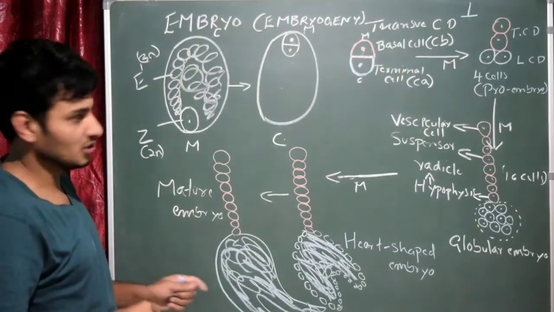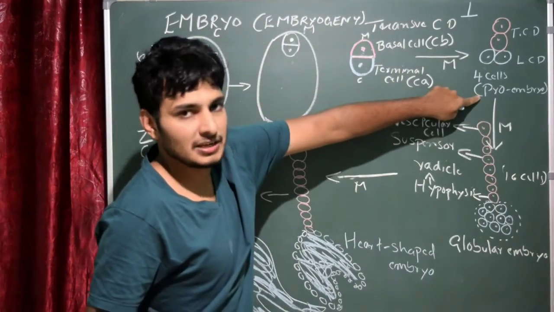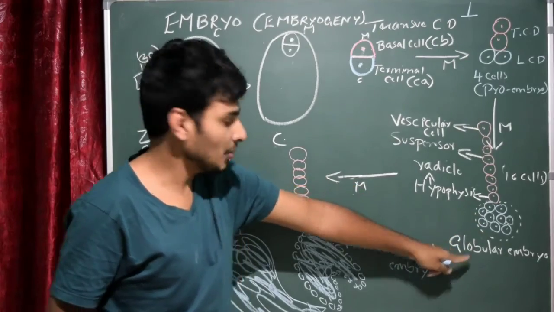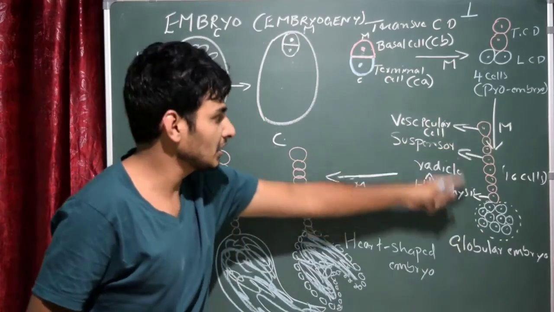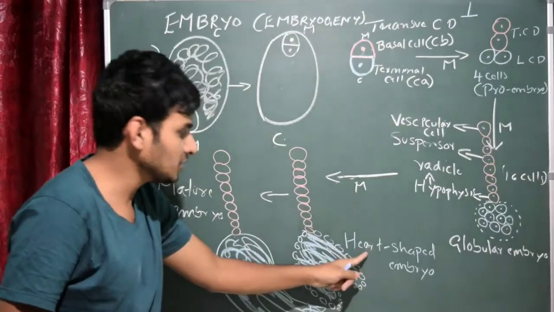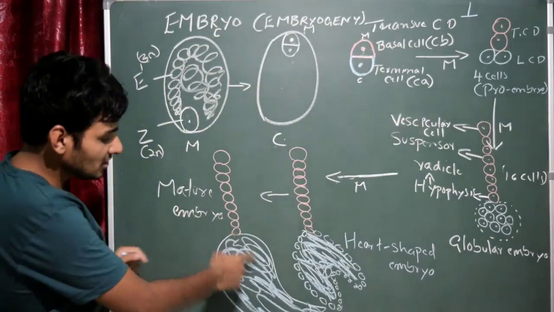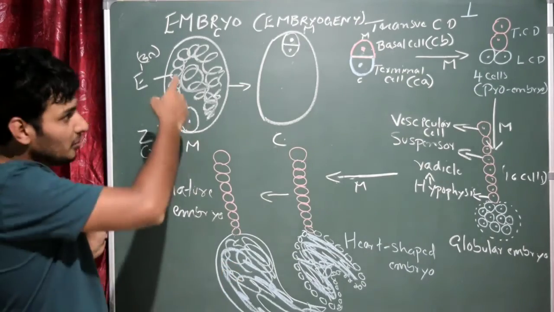Hope you understood this concept. Simple. First stage of embryo formation is proembryo, then comes globular embryo. Remember, this is very important. Many labelings are there. And then heart-shaped embryo, and finally the mature embryo. So this is the dicot embryo. I told you in the beginning itself.